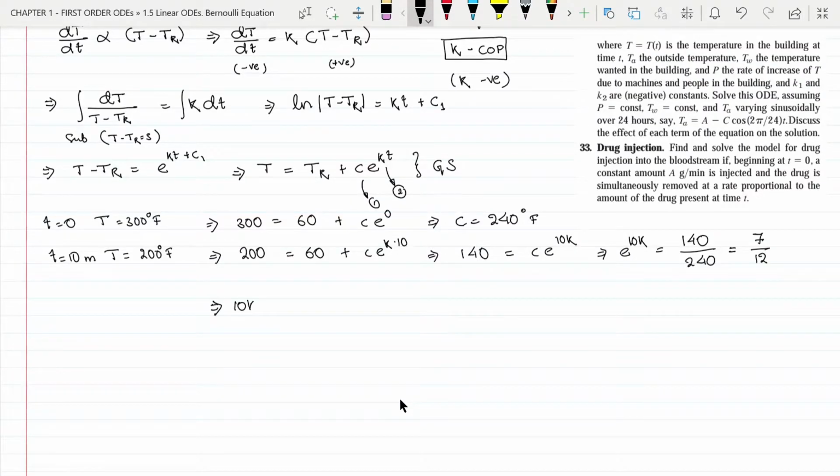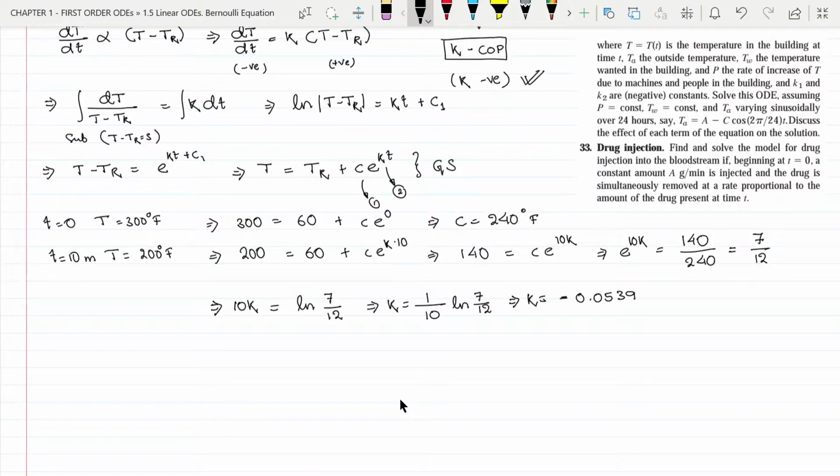Now this implies 10K equal to natural log 7 divided by 12, and this implies K equal to 1 by 10 natural log 7 divided by 12, which implies K equal to minus 0.0539. You can see that K value has come out as negative, as we had discussed in here. Usually for these type of problems, you don't need to bother about the sign of the constant of proportionality, because the constant of proportionality will automatically come out as positive or negative after you have solved the differential equation.